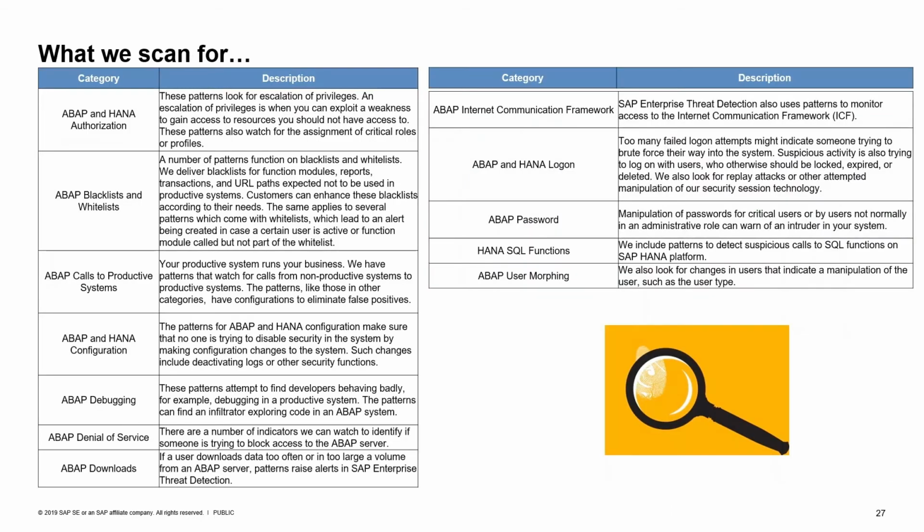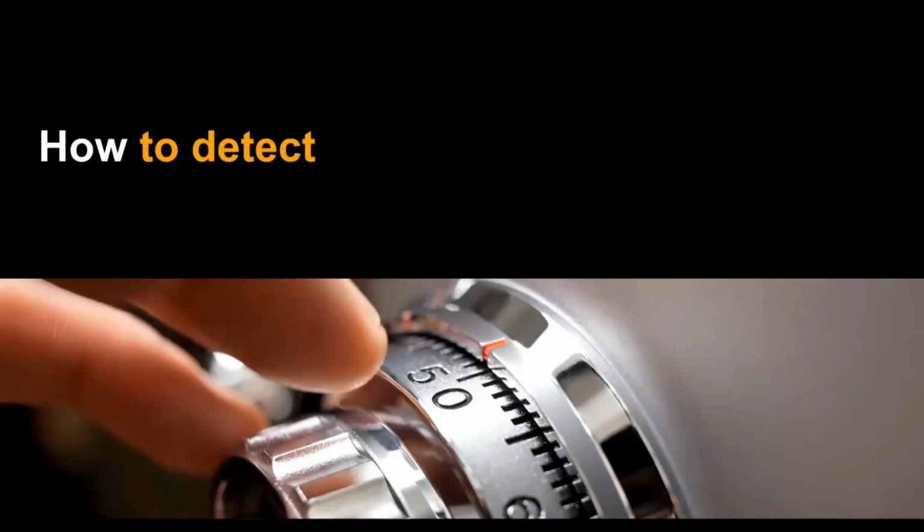But in general, what is it that we actually scan for? Well, it's everything from different types of authorizations to specific function module calls that are, let's say, unsafe. We can even look at debugging. We can look at denial of service. We can look at ABAP downloads and so forth.